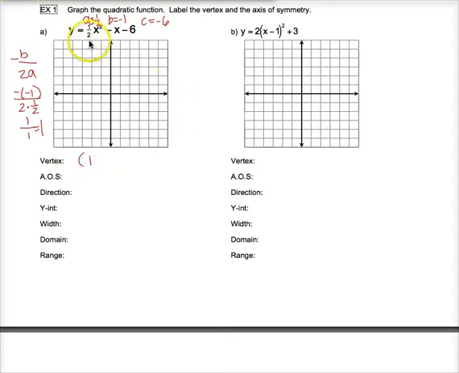To find the y-coordinate, I have to plug in the x-coordinate. So I'm going to do 1/2 times 1 squared minus 1 minus 6. So that gives me 1/2 minus 1 minus 6. So 1/2 minus 1 is -1/2. Take away another 6 is -6.5, which as an improper fraction would be -13/2.